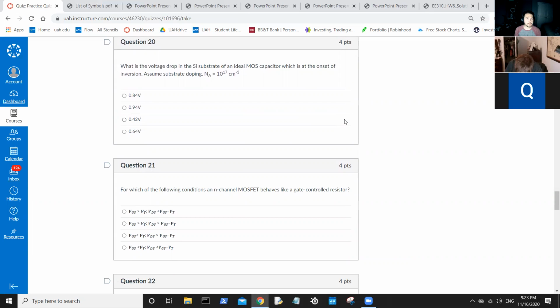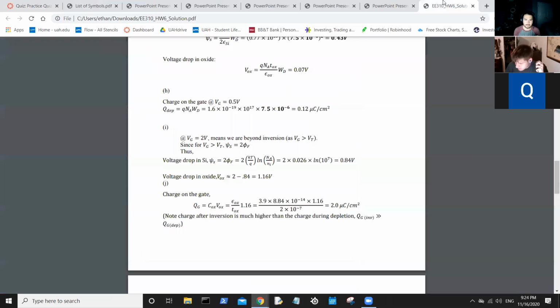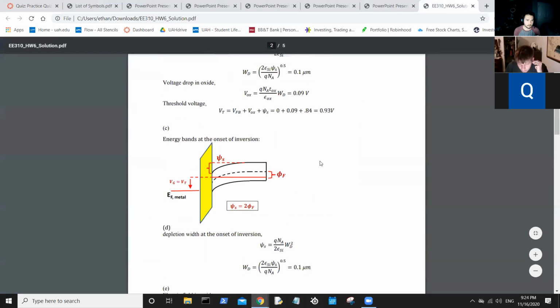Question 20, what is the voltage drop in a silicon substrate of an ideal MOS capacitor, which is at the onset of inversion? When it comes to onset of inversion questions, that's one of the things we did on the homework.